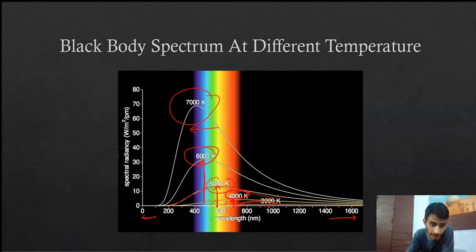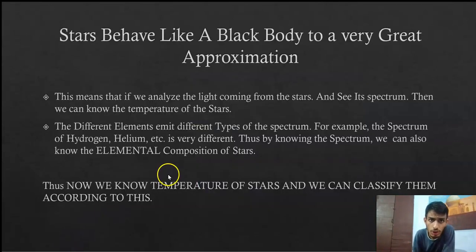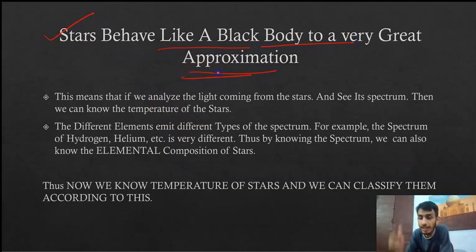So this is about the spectrum of the black body. And the interesting thing is that stars behave like a black body, approximately at least. And by comparing the spectrum of the star with the black body, we can know the information about the temperature of the star. For example, suppose the biggest star, Betelgeuse, we are getting light, and we will draw the spectrum of that star and we will compare at which temperature this spectrum is matching with the black body, and by that matching we can know the temperature of the star.